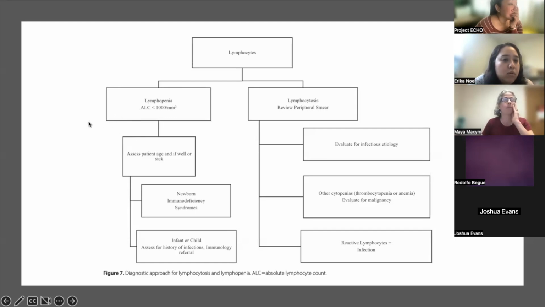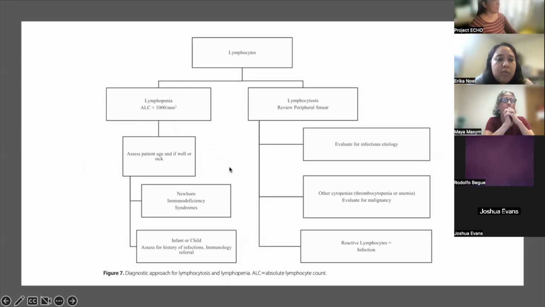If they don't look well, we can consider an immunodeficiency syndrome. And we can see if there is a history of infections. On the other end, lymphocytosis, important to review a peripheral blood smear and evaluate for infectious etiology. And if there are other cytopenias, we can evaluate for malignancy.